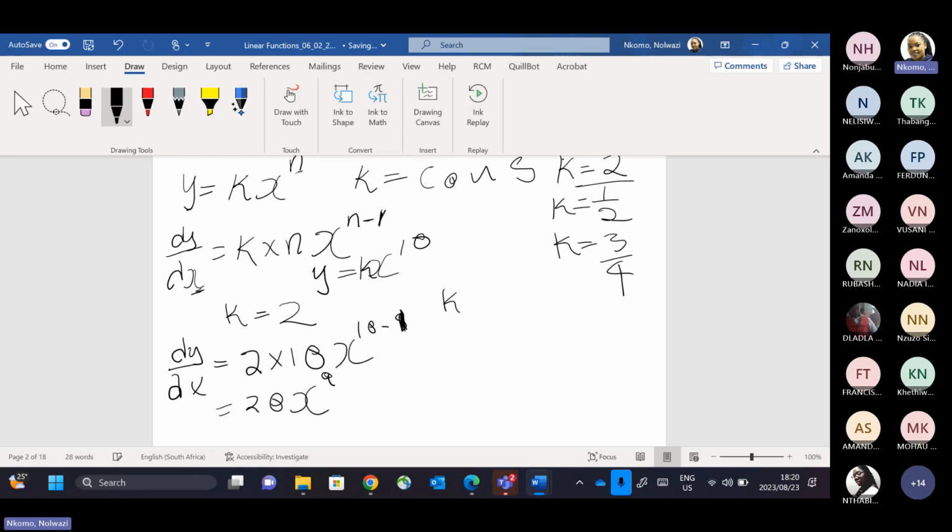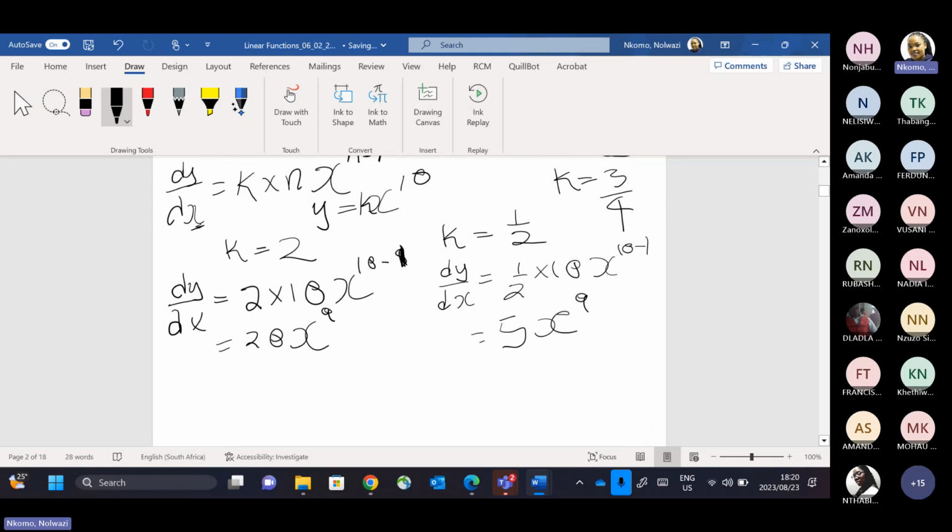And if our k is equal to 1/2, our derivative, which is dy over dx, would be 1/2 times 10 x to the power 10 minus 1. And if you simplify this, you'll have 5x to the power 9, right?